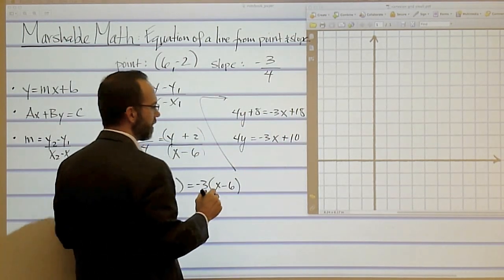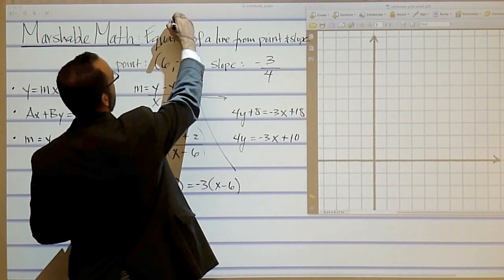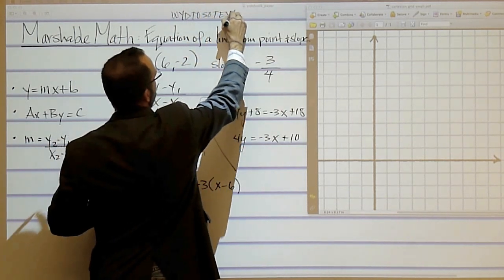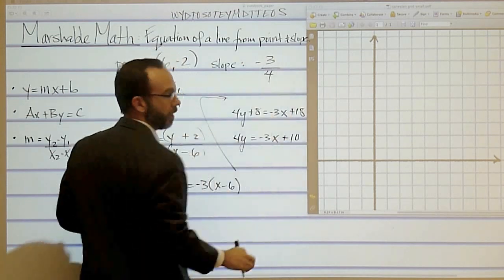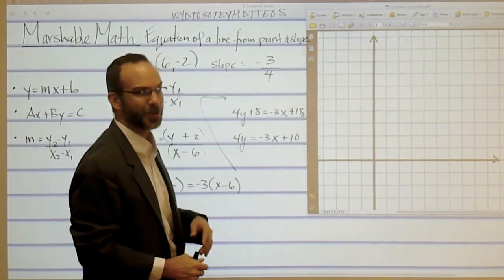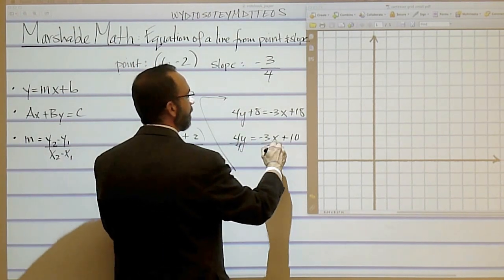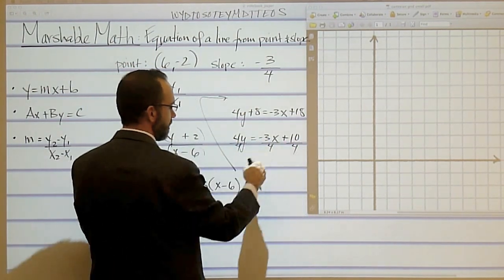And then I need to divide everything by 4. But remember here, whatever you do to one side of the equation, you must do to the entire other side. I hope that's not too high in the video. I hope you can see that there. Remember, because if we divide this side by 4, we have to divide everything over here by 4. Not just the 3x and not just the 10, the whole thing.